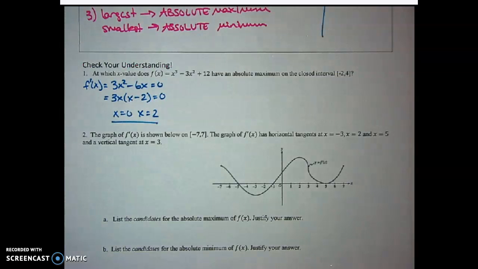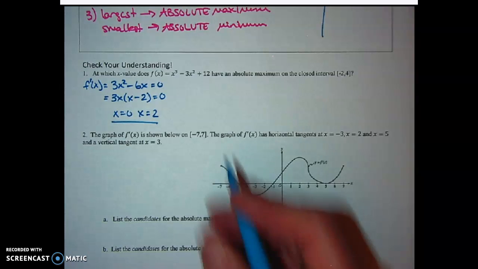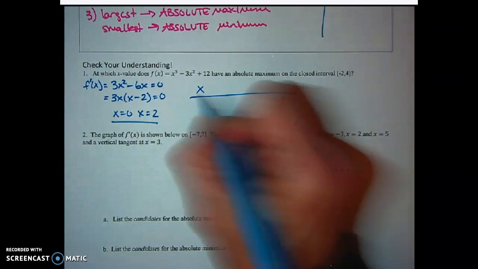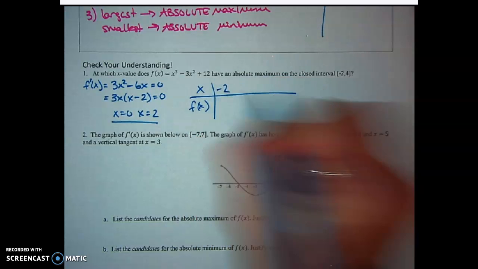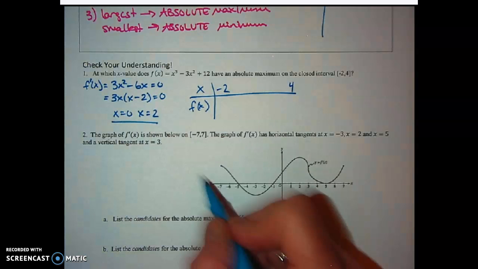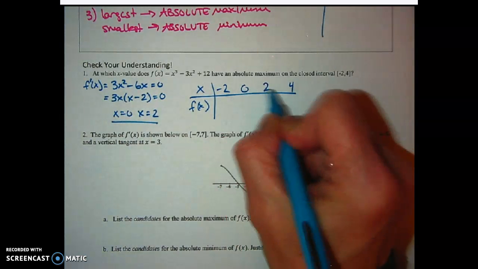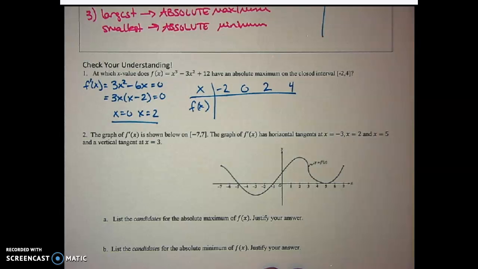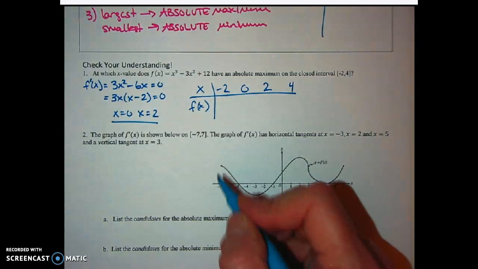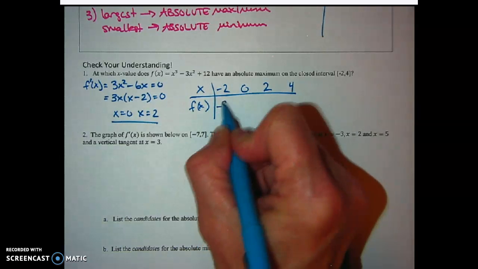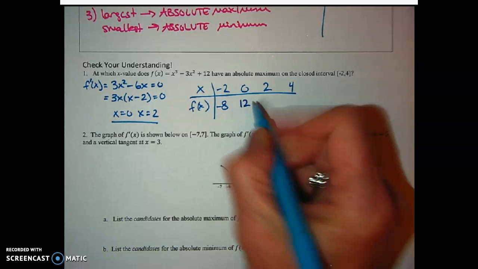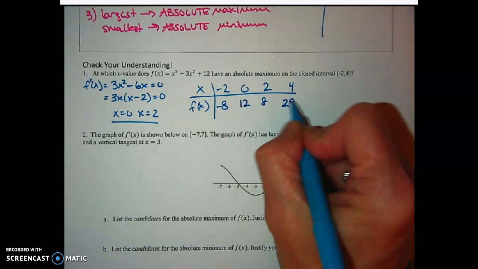I found my first derivative. I set my first derivative equal to 0 and found my critical values. So I have critical values of 0 and 2. So now I need to make my table. In my table, I'm going to put my endpoints, -2 and 4, and I need to put my critical values, 0 and 2. And then I'm going to evaluate those in my original function. If you want, go ahead and pause the video to do that. When you do that, you should get -8, 12, 8, and 29.